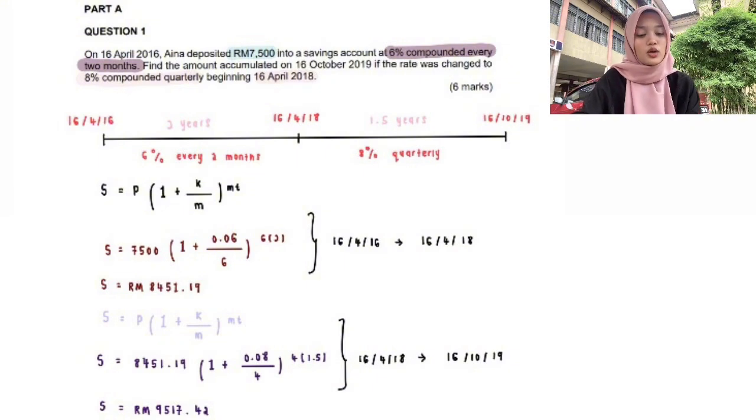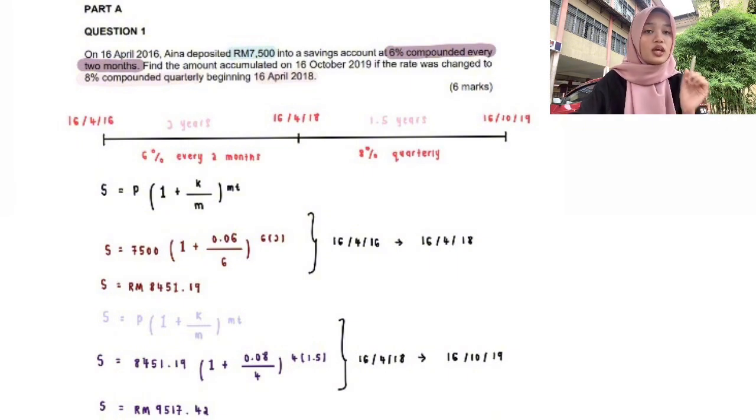Back to the question, we need to find the amount accumulated on the 16th of October 2019 if the rate was changed to 8% compounded quarterly beginning on 16th of April 2018. So, for the second part, we need to find the amount for the next 1.5 years, from the 16th of April 2018 to 16th of October 2019. But the rate was changed to 8% compounded quarterly.